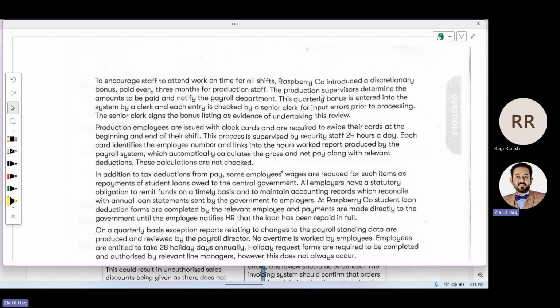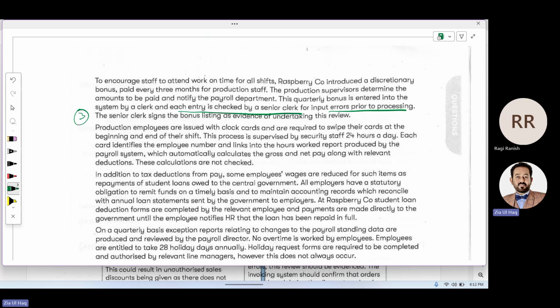This quarterly bonus is entered into the system by a clerk, and each entry is checked by a senior clerk. So this is a control. The bonus entered into the system is checked by a senior clerk who is checking authorization. This will make sure all bonuses entered into the system are properly authorized, and he is also checking for input errors prior to processing. Do we have to put implications for controls? And who is putting the bonus amount into the system?